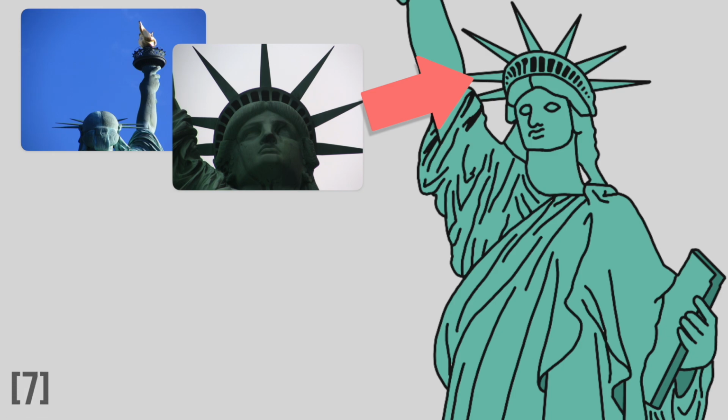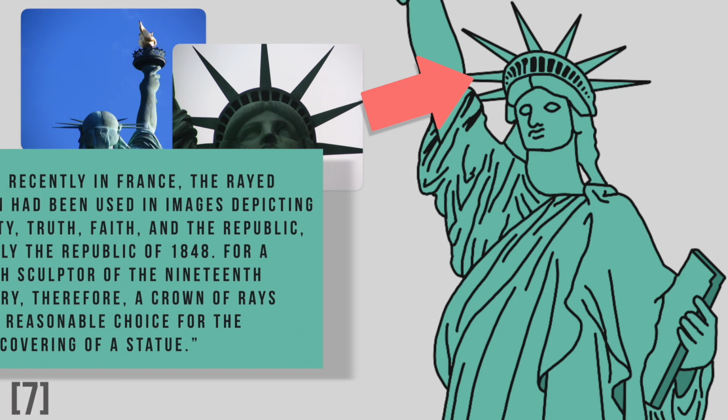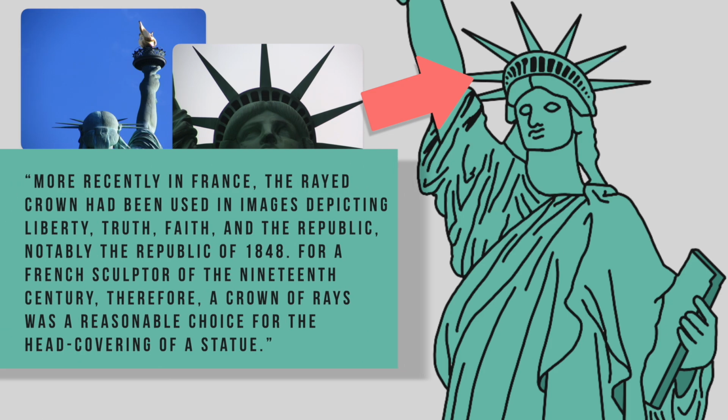From the book Enlightening the World, The Creation of the Statue of Liberty, Yasmin Sabina Khan writes, "More recently in France, the rayed crown had been used in images depicting liberty, truth, faith, and the Republic, notably the Republic of 1848. For a French sculptor of the 19th century, therefore, a crown of rays was a reasonable choice for the head covering of a statue."